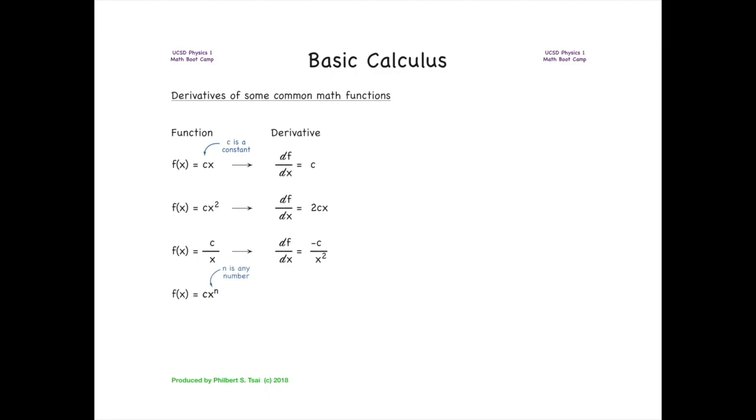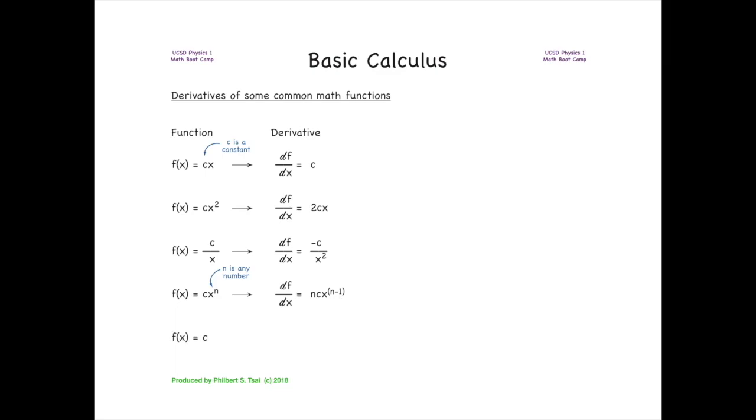Generalizing this process, for a function cx to the n, where n is any number, we simply bring that number down and reduce that exponent by 1 to give us that the derivative of cx to the n is n times cx to the n minus 1.